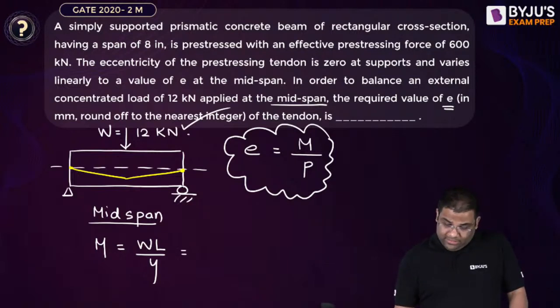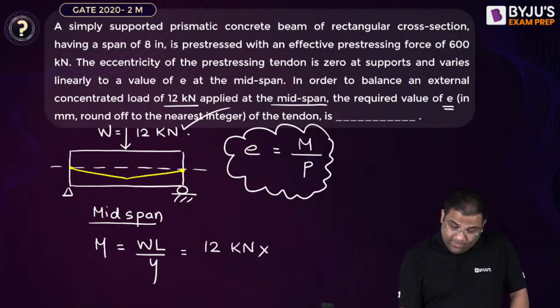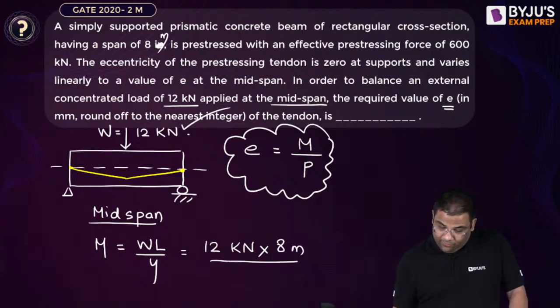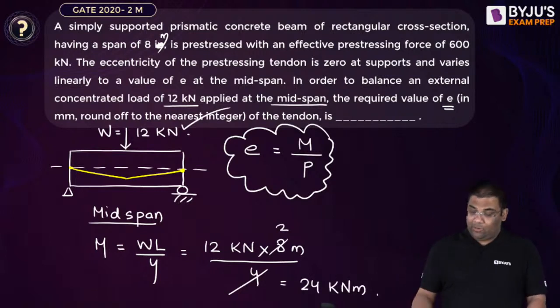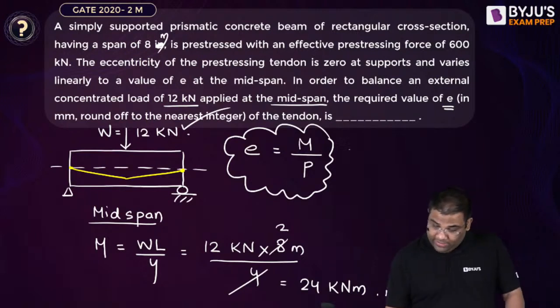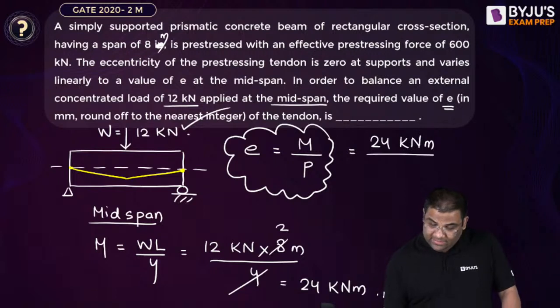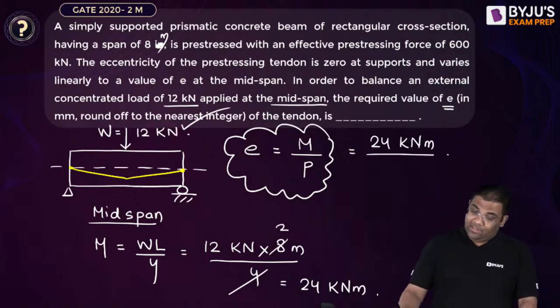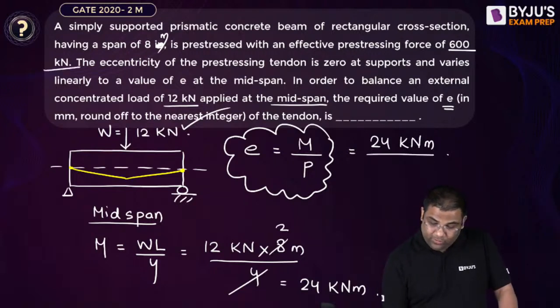What is W given? Concentrated load of 12 kilonewton, length is how much? Span of 8 meters, printing mistake, 8 meter. So 8 meter divided by 4. So I can say this is how much? This is 24 kilonewton meter. This bending moment is 24 kilonewton meter, right? And then your P is how much? Your P is given 600 kilonewton.